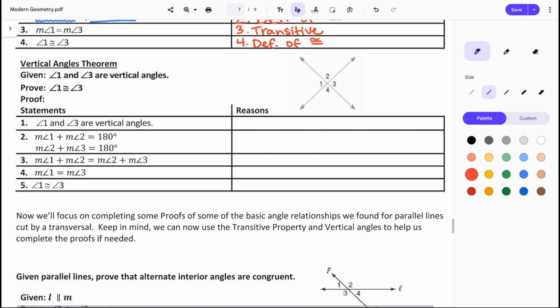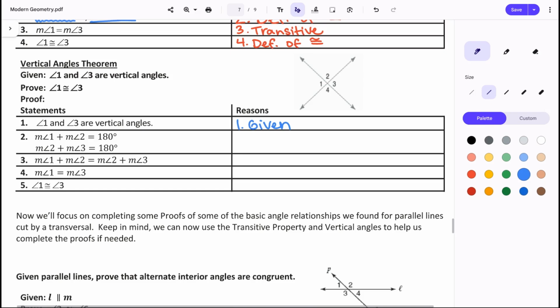That way I don't have to keep proving my point on that when I'm trying to use vertical angles inside of other proofs. So 1 and 3 are vertical to each other. That's your given information. So go ahead and write down reason number 1 is given. Okay, because we know that. All right, so let's see what they wrote down for step number 2. It says that the measure of angle 1 plus the measure of angle 2 is 180 degrees.